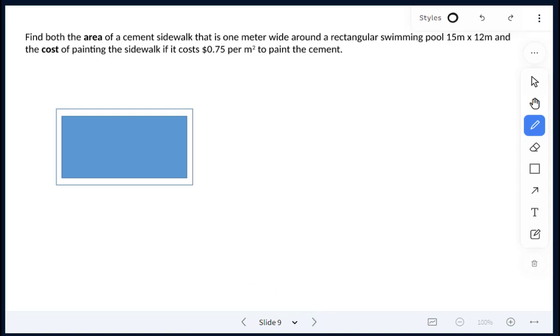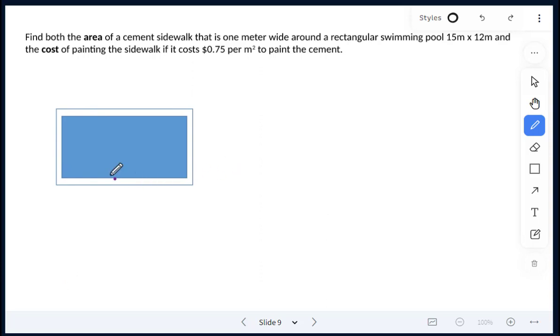All right, last example that we're looking at here. Find both the area of a cement sidewalk that is 1 meter wide around a rectangular swimming pool, 15 meters by 12 meters, and the cost of painting the sidewalk if it costs 75 cents per meter squared to paint the cement. So I've drawn, or I have a figure here showing the swimming pool as the inner rectangle, and then the outer rectangle is showing that cement sidewalk that is 1 meter wide.